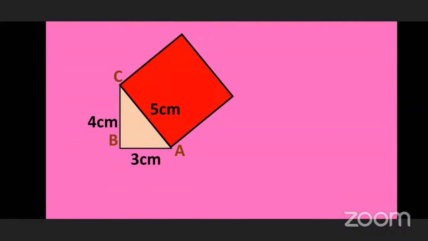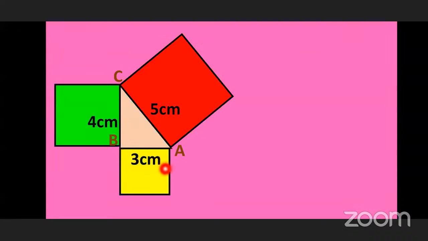Now we will place a square on the side of hypotenuse of 5 centimeter. We will also place a square in the same manner on the height of the triangle. And in the same manner, we will place a square on the side of 3 centimeter. So this square is of 3 centimeter, this square is of 5 centimeter, and this square is of 4 centimeter. So now how many squares do we have, children?